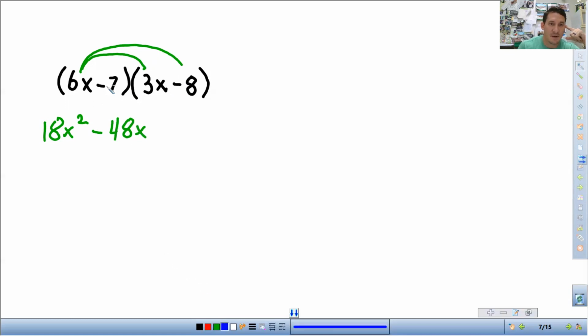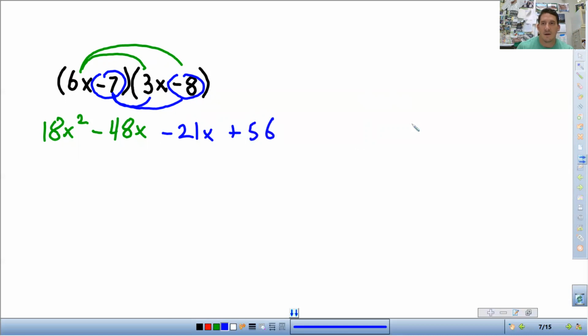And then I'm going to take the 7, I'm going to treat it as a negative 7. So negative 7 times 3x is negative 21x. Negative 7 times, again, I'm treating this as a negative 8. Negative 7 times negative 8 is a positive 56. All right. Like terms still in the middle.